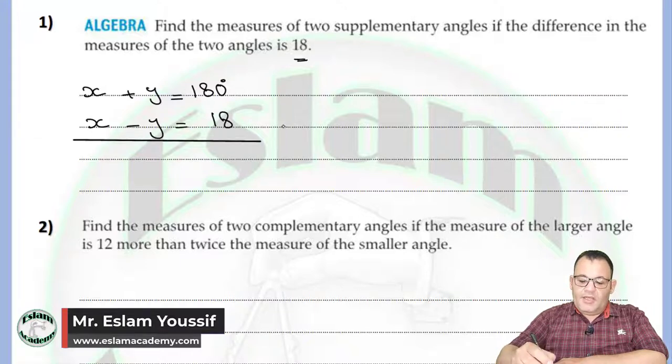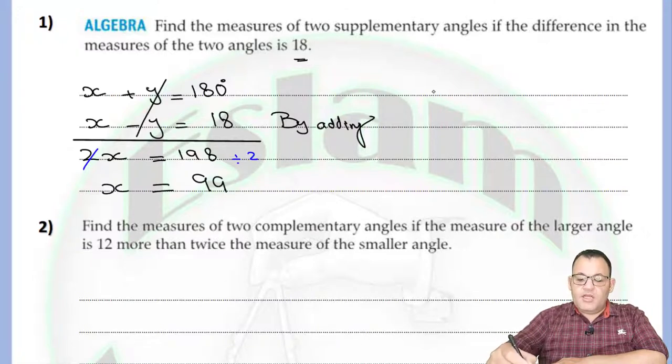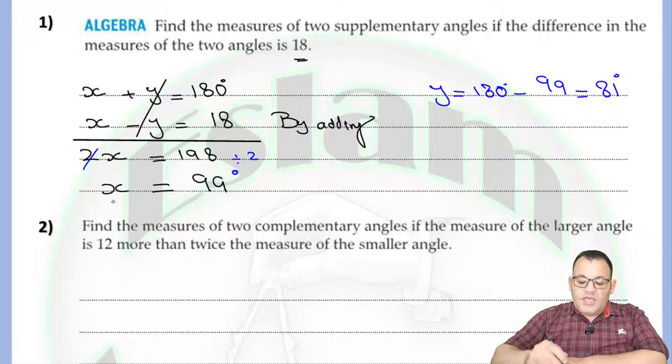So we can solve by adding. x and x equals 2x. Now y and negative y equals 0. 180 plus 18 equals 198. Now we can divide by 2. If you divide by 2, you'll find that x equals 99. Now we can find the value of y. Because we have two supplementary angles, y equals 180 minus 99, which equals 81 degrees. So we can say that x is equal to 99 and y is equal to 81.